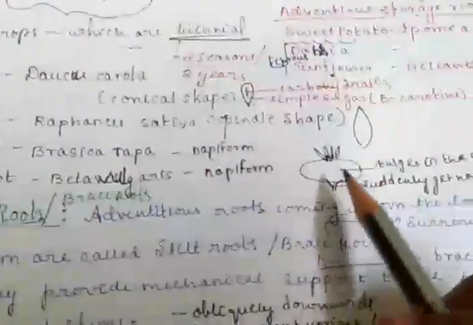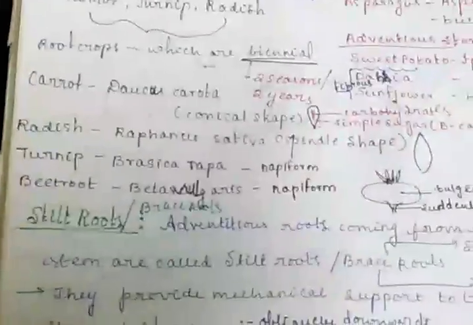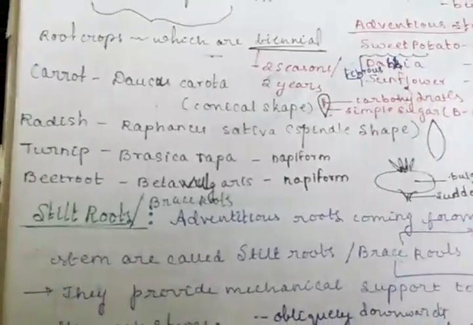It contains carbohydrates, simple sugar, beta-carotene, etc. It is in conical shape. I will show you the diagram, the perfect diagram also. Wait.